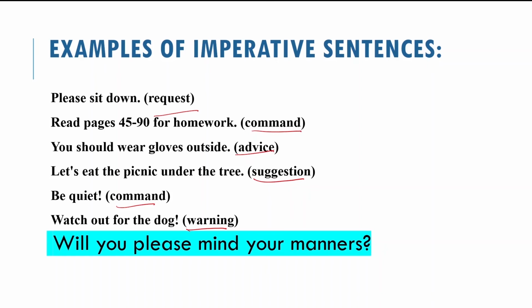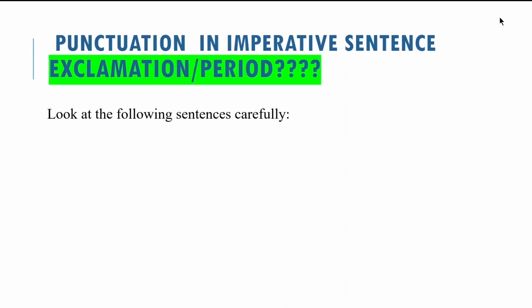Now look at this sentence carefully. Will you please mind your manners? It is ending with a question mark, but it is not an interrogative sentence. Imperative sentences may be written like a question, but they are not asking anything. This sentence is not asking anything. It is an imperative sentence only. As I just told you, imperative sentences can be followed by an exclamation or a period.